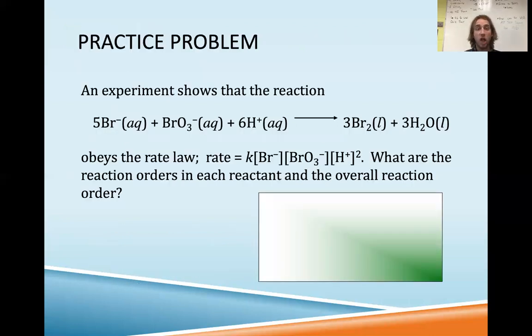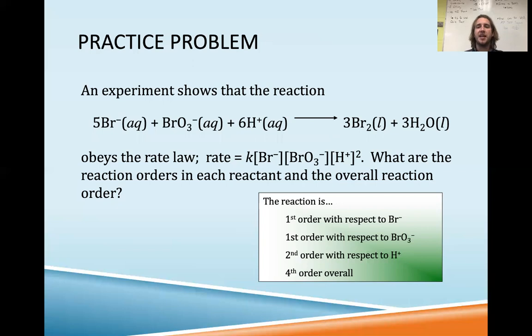Just a couple of terminologies to be thinking about as we start to think about our different rate laws. For this one, we would say that with respect to each of our reactants, it's first order with respect to the bromide, first order with respect to the bromate, that's that BrO3 species, and second order with respect to the hydronium or the H+ ion. And so 2 + 1 + 1 is a fourth order overall for this particular example, fourth order overall.